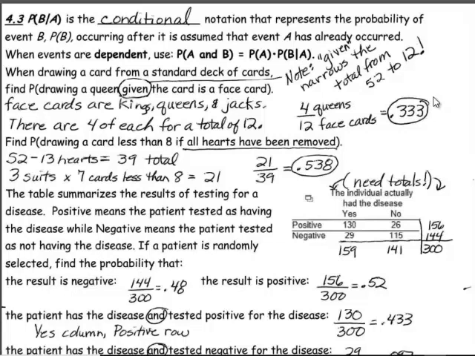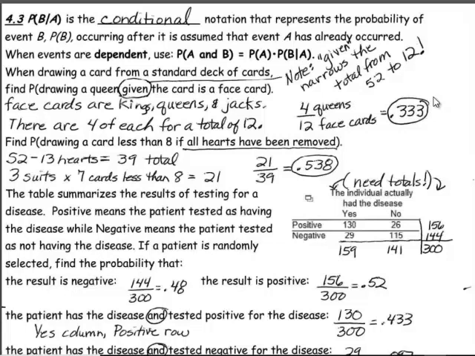Looking at our table, I do want to point out that you want to start out by totaling your row values as well as totaling your column values. The total column should add to 300. The total row should add to 300. You're going to need those totals to accurately calculate your probabilities.